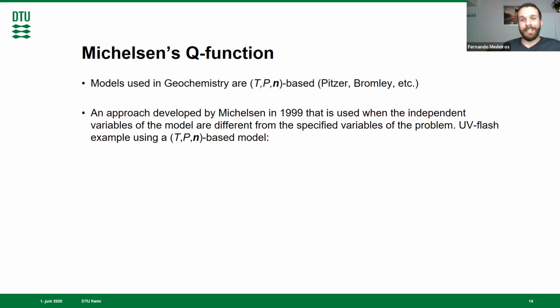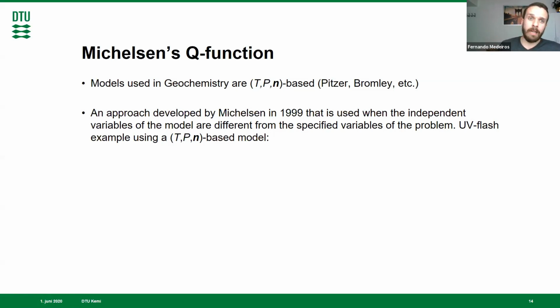So now I'm going to open a very big parenthesis, and I'm going to stop talking a little bit about geochemistry, but at the end of the presentation, I'm going to go back to it. This problem in geochemistry is a very typical problem, because the models that they use are based on temperature, pressure, and number of moles. So they use Pitzer's method, Brownlee's method, so basically excess Gibbs energy models that are TPN based.